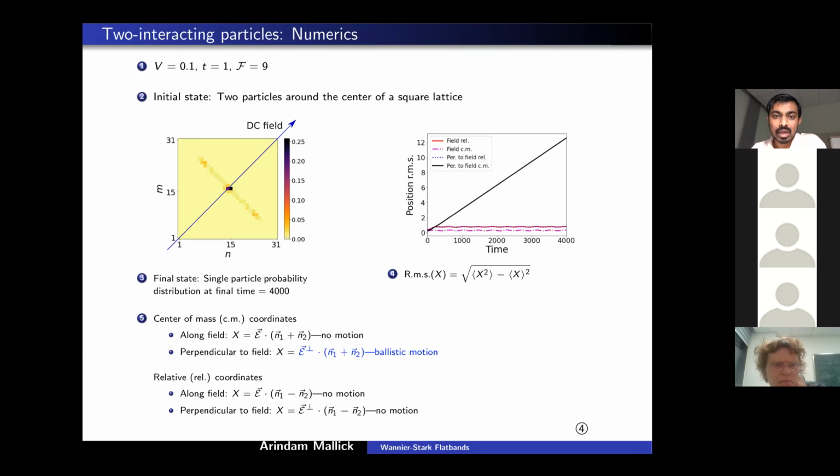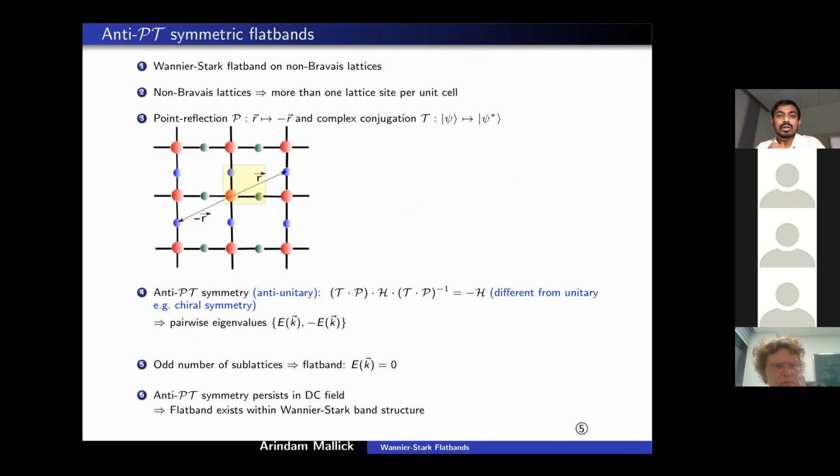So far I have discussed only the Bravais lattice case. Now I will ask whether it is possible to get a Wannier-Stark flat band on non-Bravais lattices.